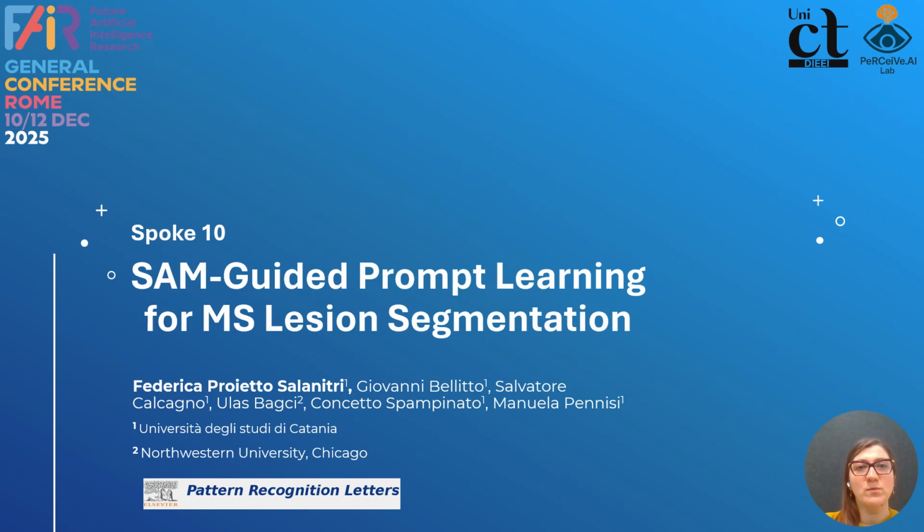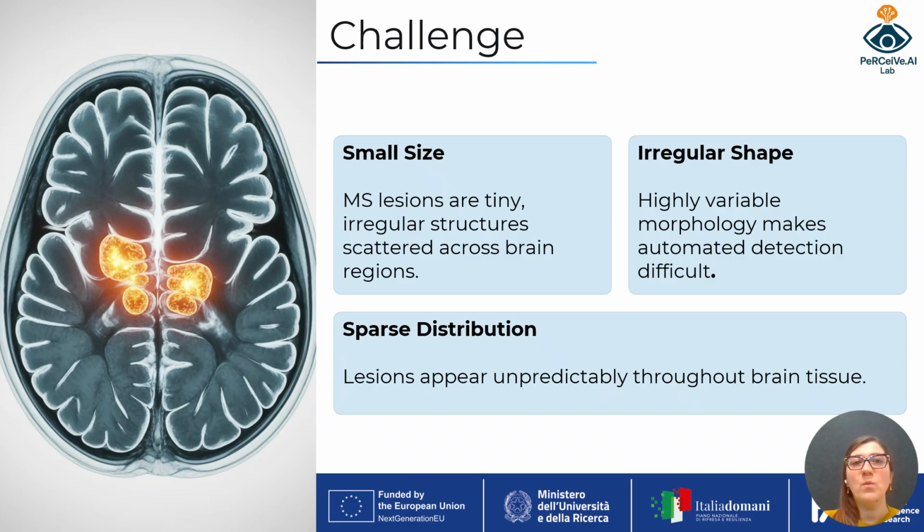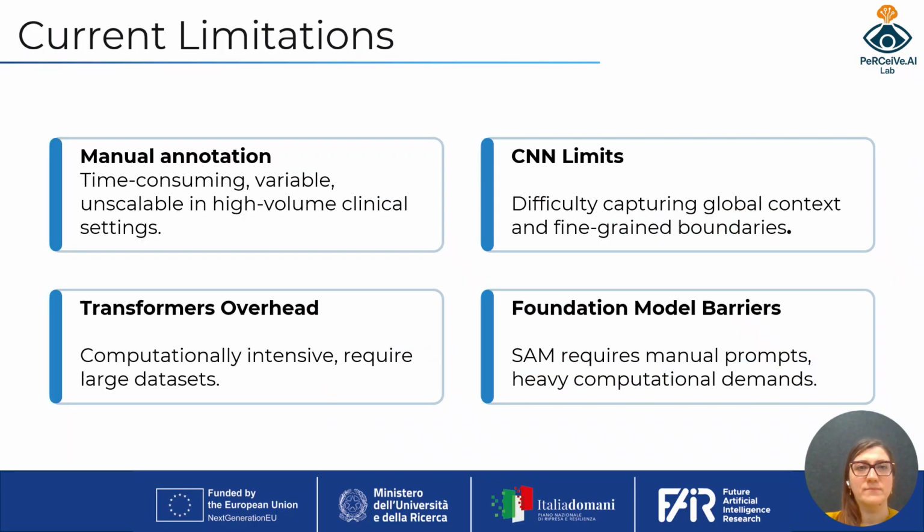Today I'm presenting our recent work on multiple sclerosis lesion segmentation. Why is MS lesion segmentation difficult? Three challenges. Lesions are tiny and scattered, morphologically variable, and irregularly distributed. This is why radiologists still annotate manually, which is time-consuming and variable.